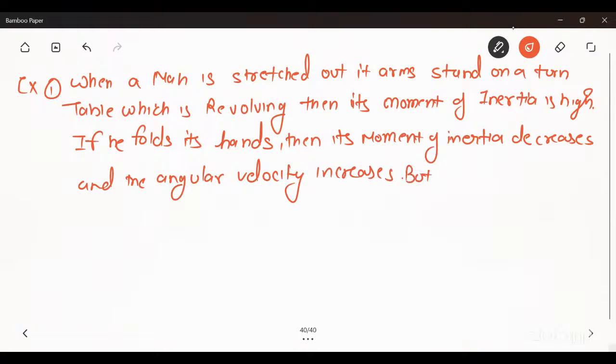But the angular momentum remains constant in both the cases.